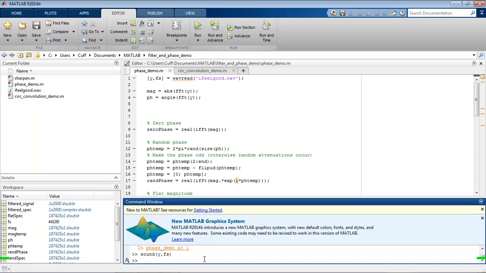Sorry that the volume control doesn't work very well here. Let's do that again.